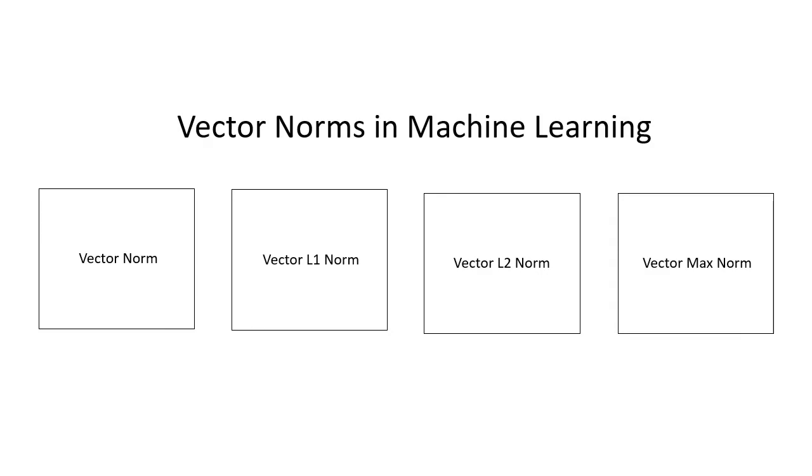Number 2, the vector L1 norm. Number 3, we're going to talk about the vector L2 norm. And then lastly, we're going to talk about the vector max norm. All right, let's dive in by talking about the vector norm.